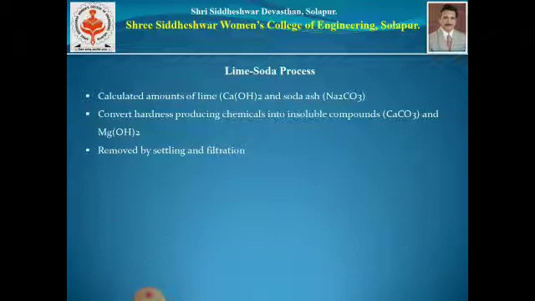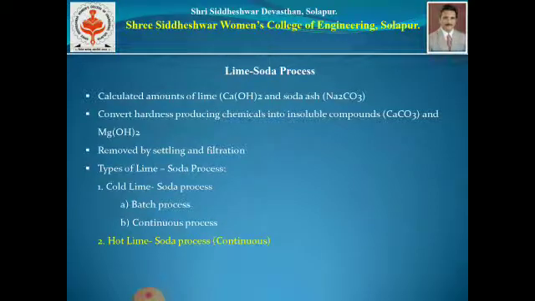Lime soda process means we will use a calculated quantity of lime, that is calcium hydroxide, and soda ash, that is sodium carbonate, Na2CO3. Calculated quantity means we can calculate the amount of these chemicals required as per the hardness of water. When we add these chemicals to the hard water, they convert the hardness producing salts into insoluble compounds like calcium carbonate and magnesium hydroxide. These insoluble compounds in precipitate form, known as sludge, we can remove by settling and filtration.